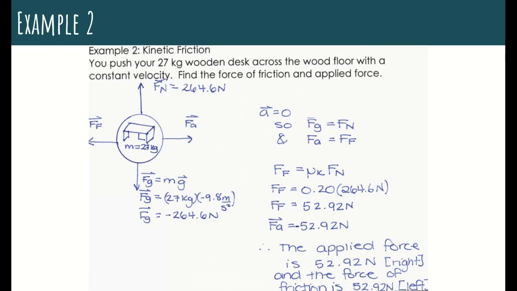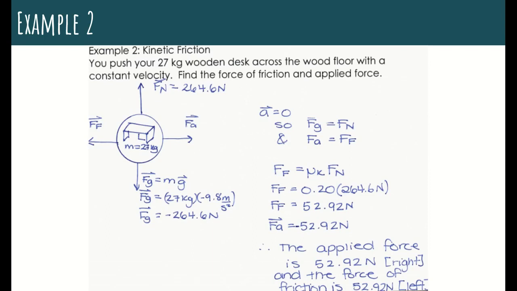Over here on the left-hand side, we have a free body diagram. The desk is represented in the circle as our object. It is 27 kilograms. The first thing we want to figure out is our force of gravity. We also want to figure out the normal force because we know we're going to need that. So we have 27 kilograms times acceleration due to gravity, which is 9.8. So we get a force of gravity of 264.6 newtons down.